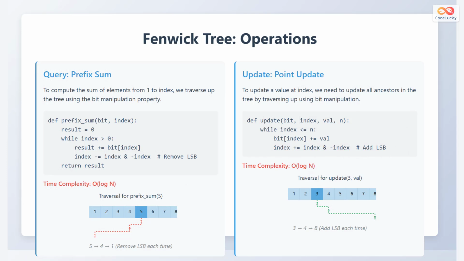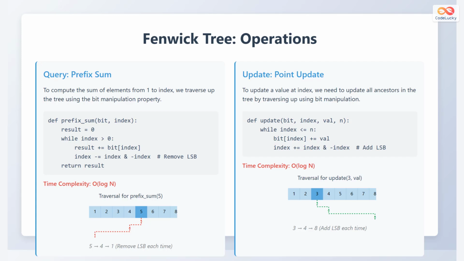Now let's delve into the two primary operations supported by Fenwick trees: query, which retrieves the prefix sum, and update, which modifies the array. First, query, prefix sum. To compute the sum of elements from 1 to index, we traverse up the tree using the bit manipulation property. This involves repeatedly removing the least significant bit from the index until we reach 0, summing the values along the way. The time complexity of this operation is order of log n.